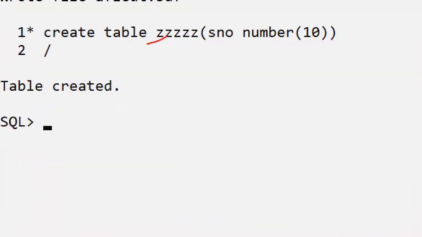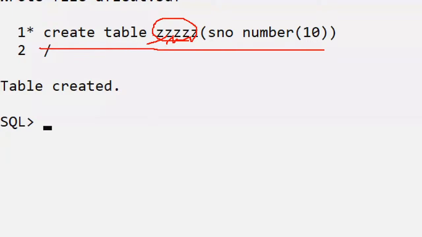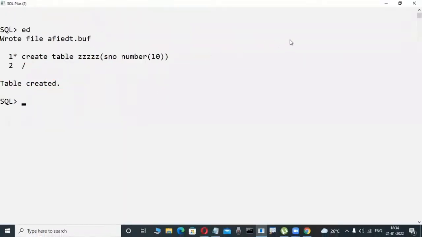Slowly observe here. Z is the name I am giving. The table I'm creating is only in my Oracle database or SQL Server database or MySQL database. Okay, fine. Table is created. Slowly observe here. This table is created.